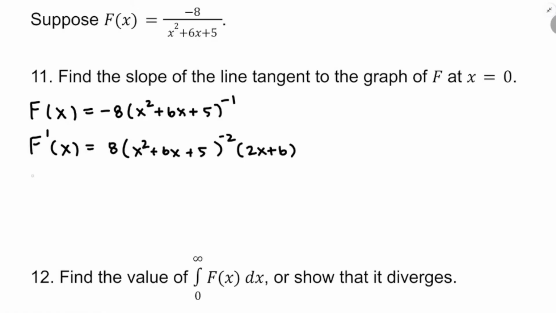All right, at x equals 0, 8 times 5 to the negative 2 times 6. So that's going to be 48 over 25. That was a good one. I like that one.